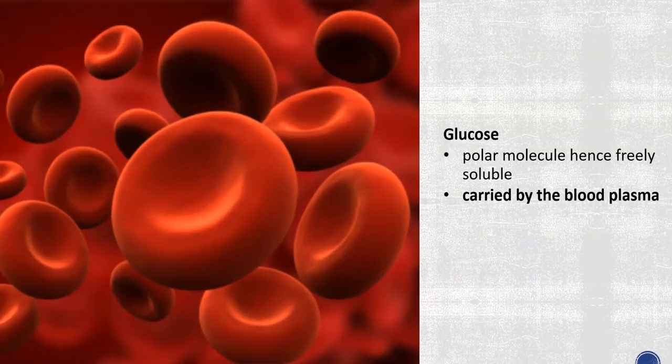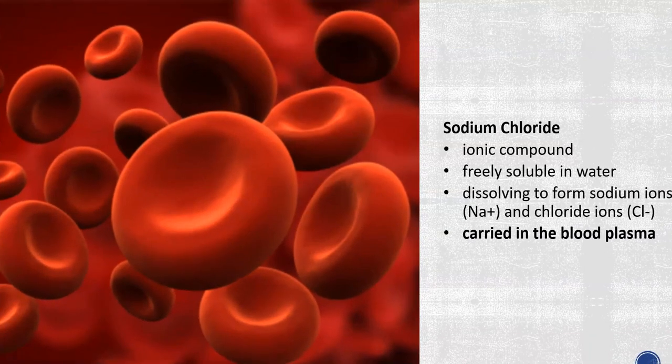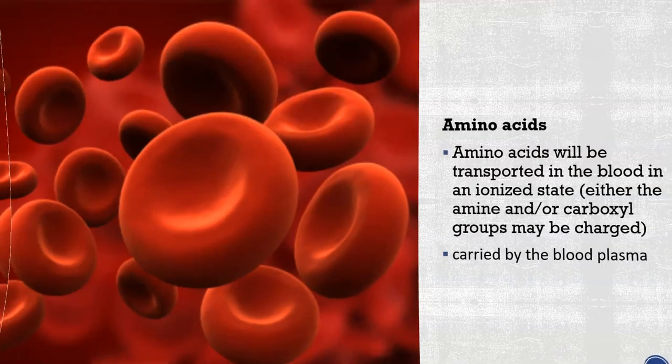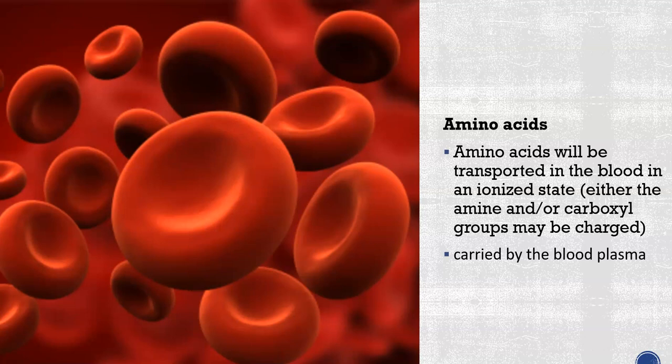Glucose, a polar molecule, hence it's freely soluble, is carried by blood plasma. Sodium chloride, an ionic compound, is freely soluble in water, dissolving to form the ions of sodium, Na+, and chloride, Cl-, carried in blood plasma. Amino acids will be transported in the blood in an ionized state. Either the amine and or the carboxyl group may be charged. They're all carried in blood plasma.